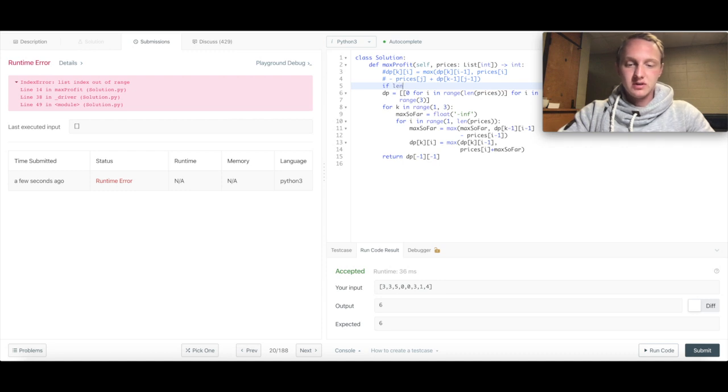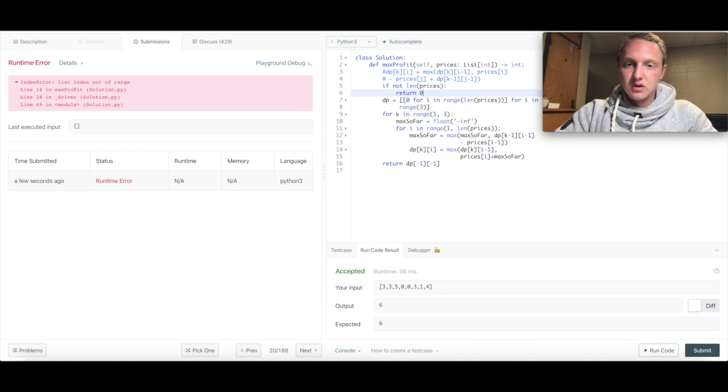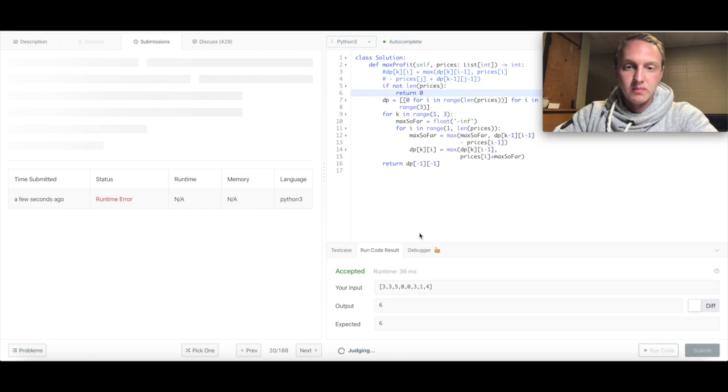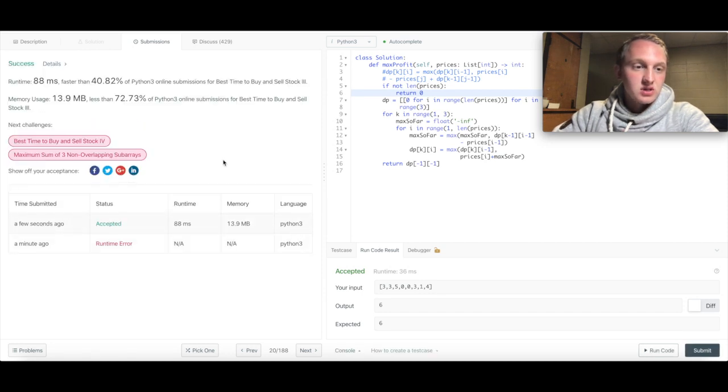Before actually filling up the dynamic programming table and checking for the solutions, we need to make sure that prices is actually existing, so we wouldn't have the empty input. Okay, so yes, our solution is correct. It works.